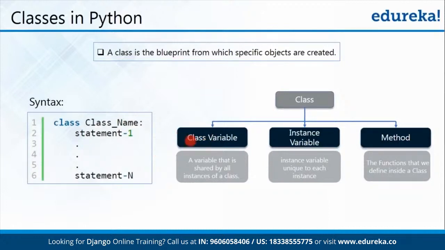There's a class variable, and this class variable is shared by all the instances or the objects of the class. When we talk about instance variables, these variables are unique to each and every object of the class. Finally, method is nothing but a function that we define inside a class. So I hope we all are clear with what are the components of a class. We'll move forward and I'll tell you practically how to create a class in Python.